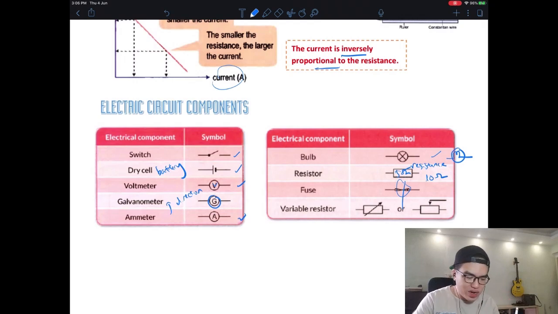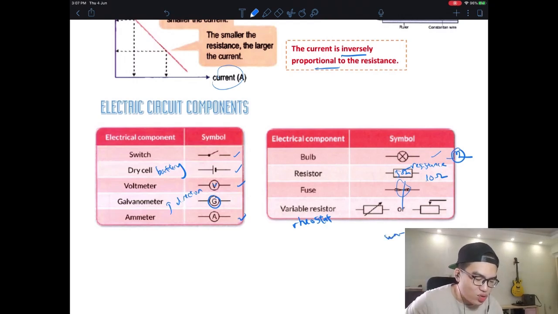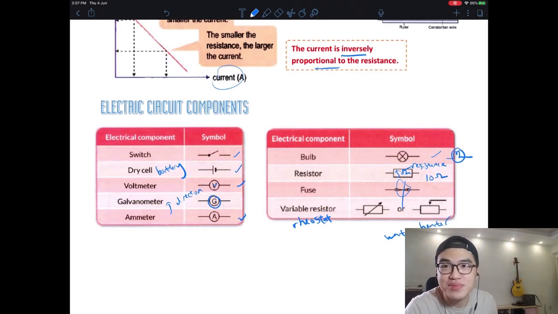So what is a variable resistor? We also call this a rheostat. Variable resistor means you can change. It's not like a plain resistor that is fixed. If the resistor says 5 ohm, it will be 5 ohm forever. But a variable resistor you can change. Normally there's a knob you can turn, like your water heater. When you change the temperature, you're actually changing the resistance. The higher the resistance, the hotter the water.